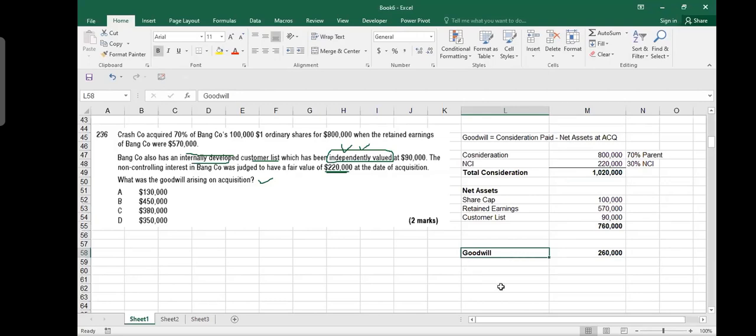What was the goodwill arising? So we don't have this answer here, 260,000. Did we make a mistake here? If you don't include the customer list, you're getting 350. But why should it not be?